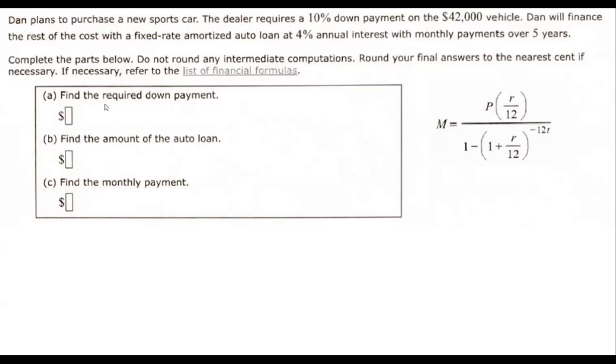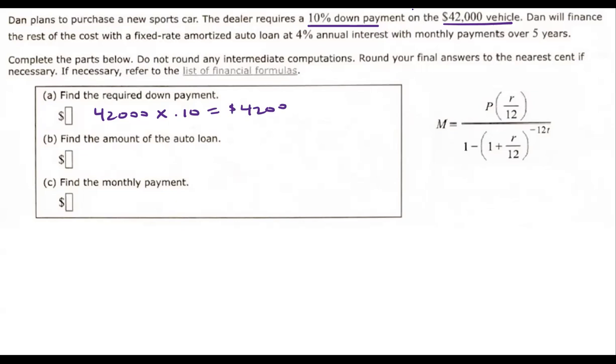All right, so we want to find the required down payment. All right, so the vehicle costs $42,000. Okay, so the dealer requires a 10% down payment. Right, so we just take that $42,000 and then multiply by 10%. So that's going to give us $4,200.